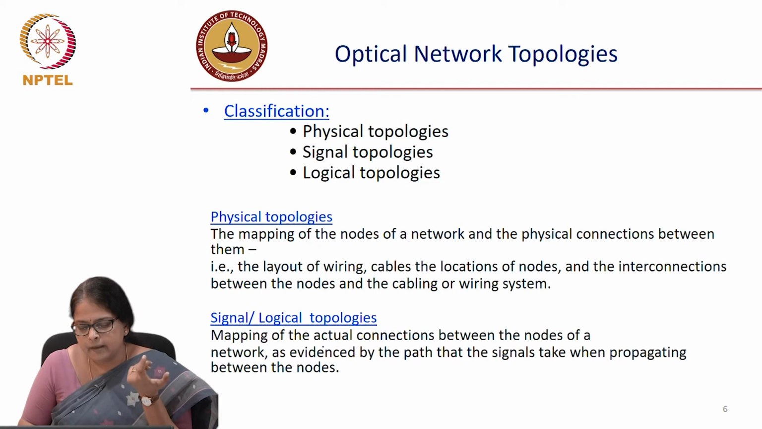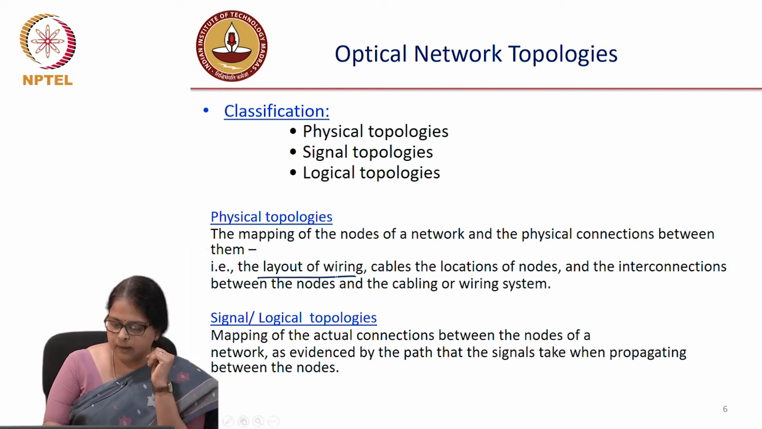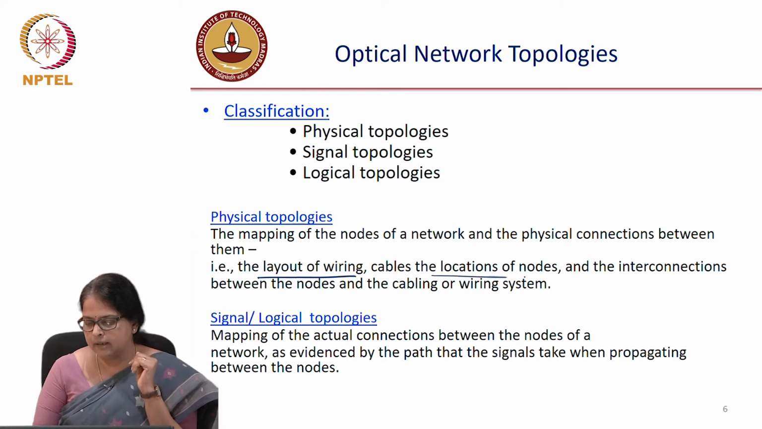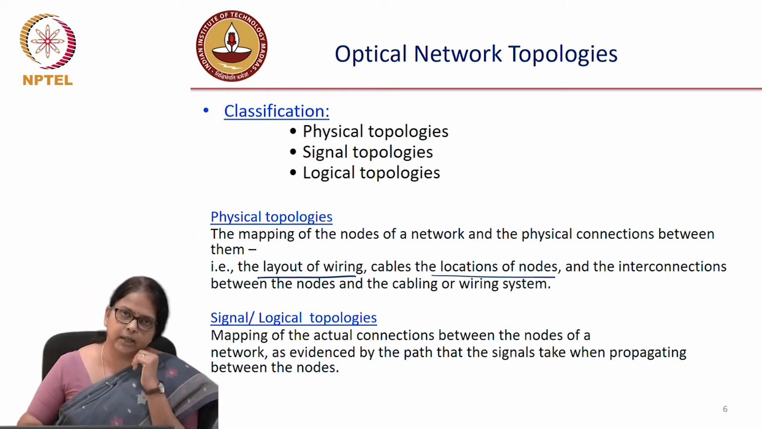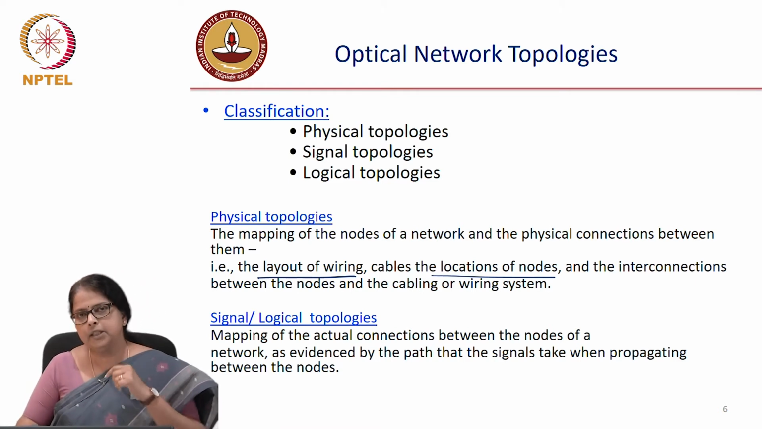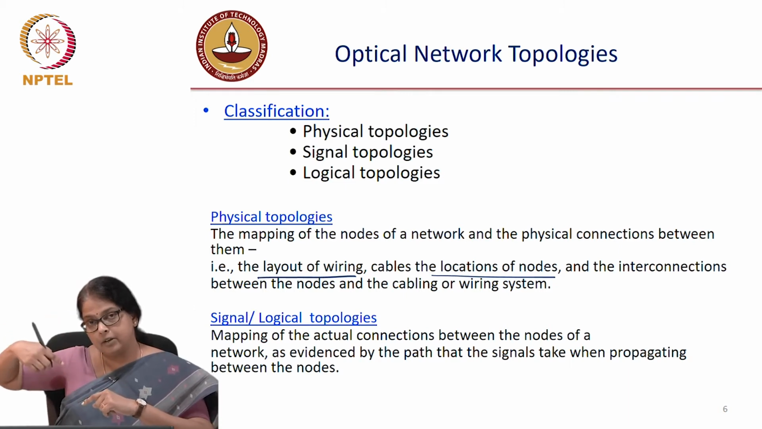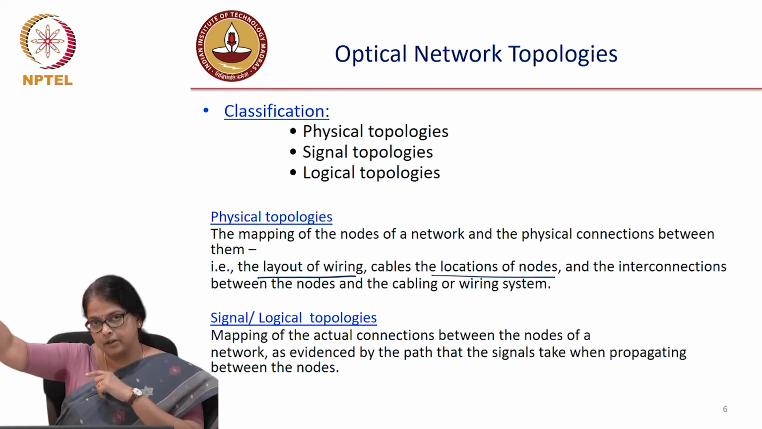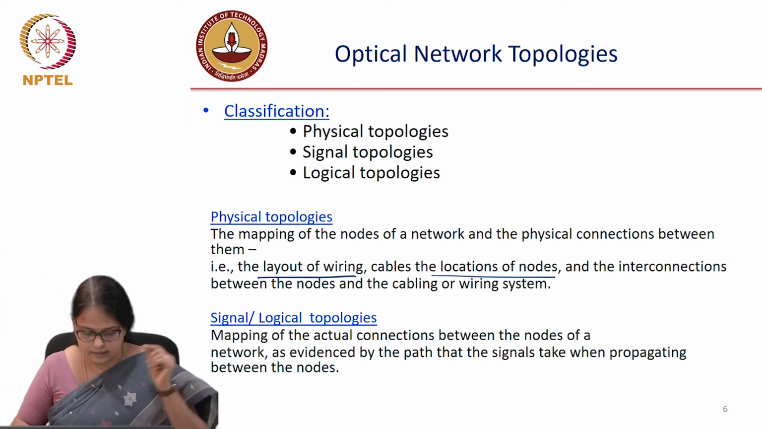So physical topology actually refers to the way the wiring is laid out, the way the nodes are located, and how these nodes are interconnected. Okay. Whereas the signal topology need not really follow the physical topology. Depending on where your transmitter is and where your receiver is, it may follow slightly different topologies.